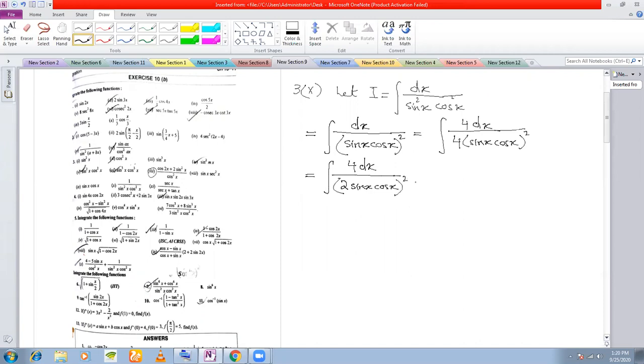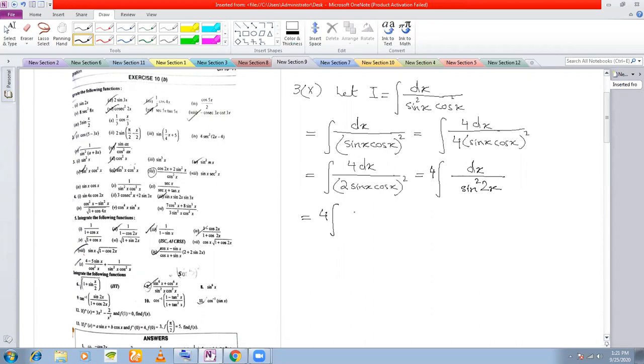Now see, why did I do this? Because I know that sin 2 theta is equal to 2 sin theta cos theta. So this is 4. What you can do is take this 4 out of the integration because it is a constant, and you can write this as integration dx by 2 sin x cos x is sin 2x. So this becomes sin square 2x, right?